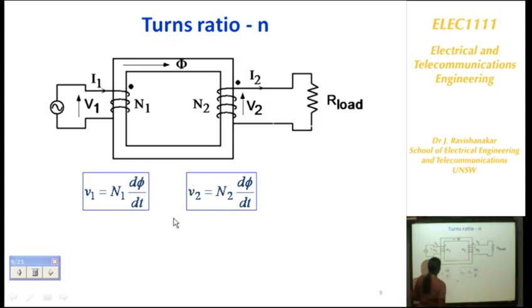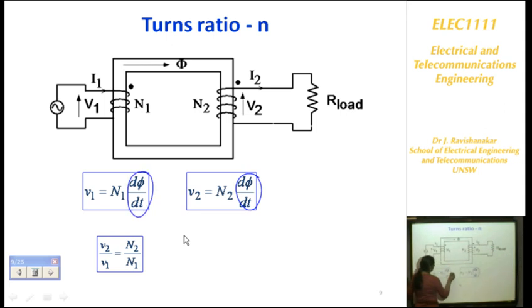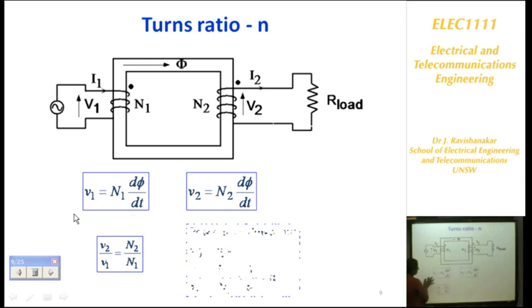So when you take this ratio of V2 on V1, this d phi by dt is common to both here, so they cancel each other. So we have V2 on V1 is N2 on N1.